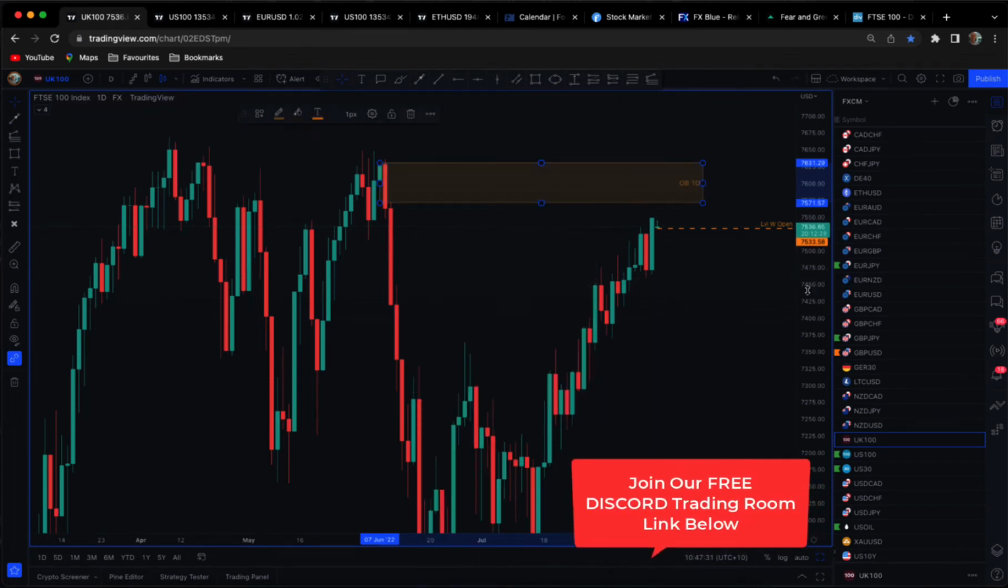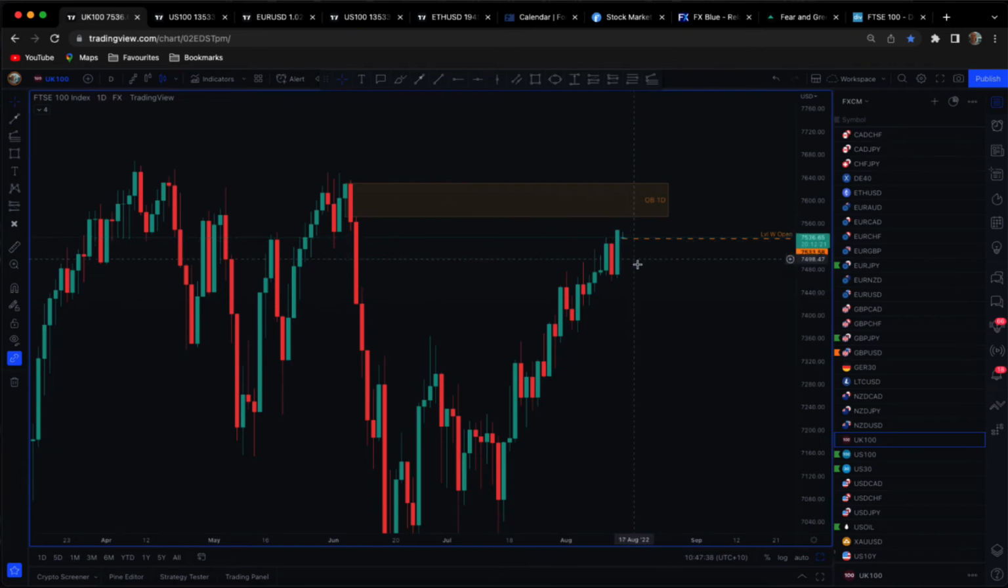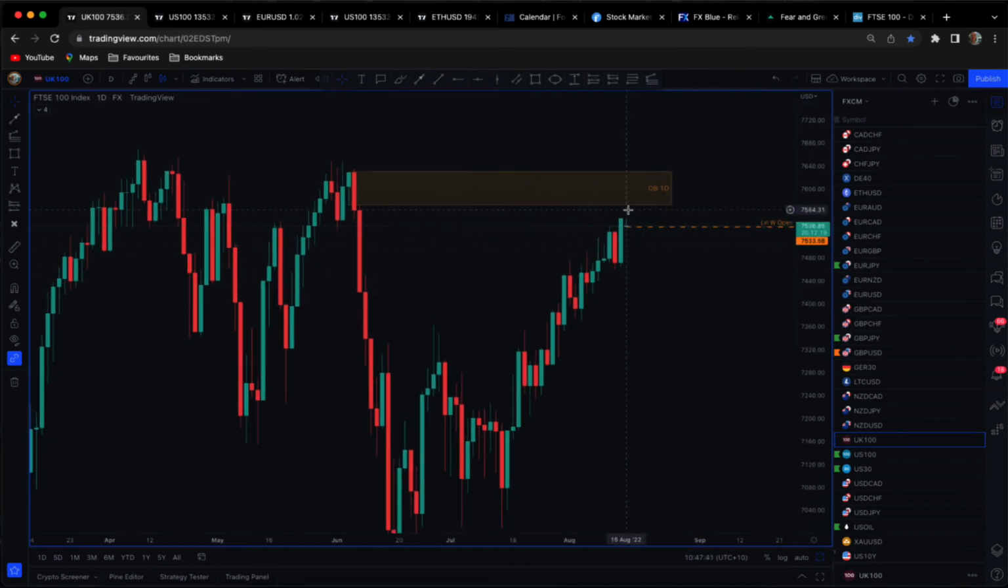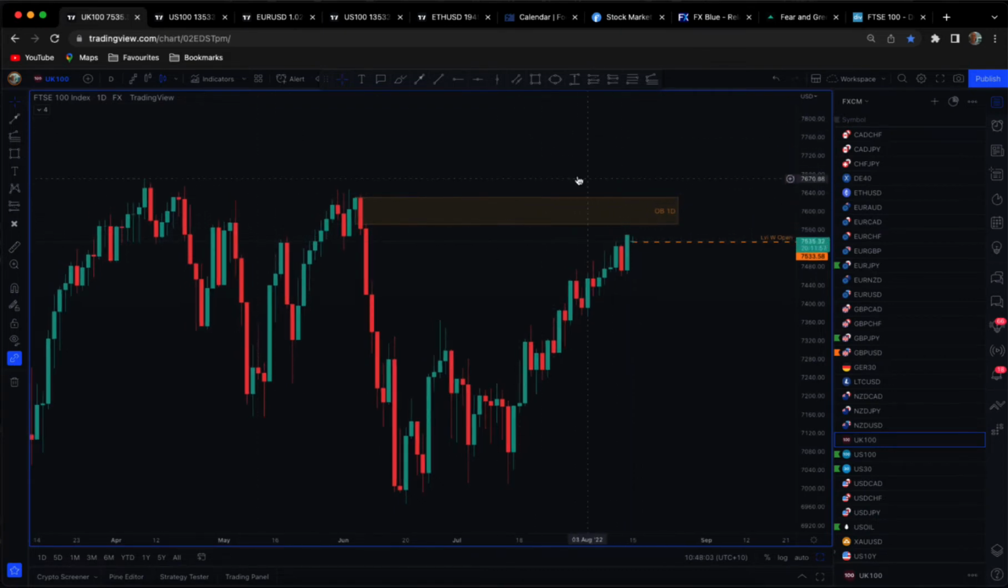You're going to find quite often on a Monday that market makers tend to, in most cases, push price in the opposite direction of their intended trade for the week. In other words, if they're looking to short this for the week, they tend to push it in the opposite direction on Monday to trap traders in, build liquidity.